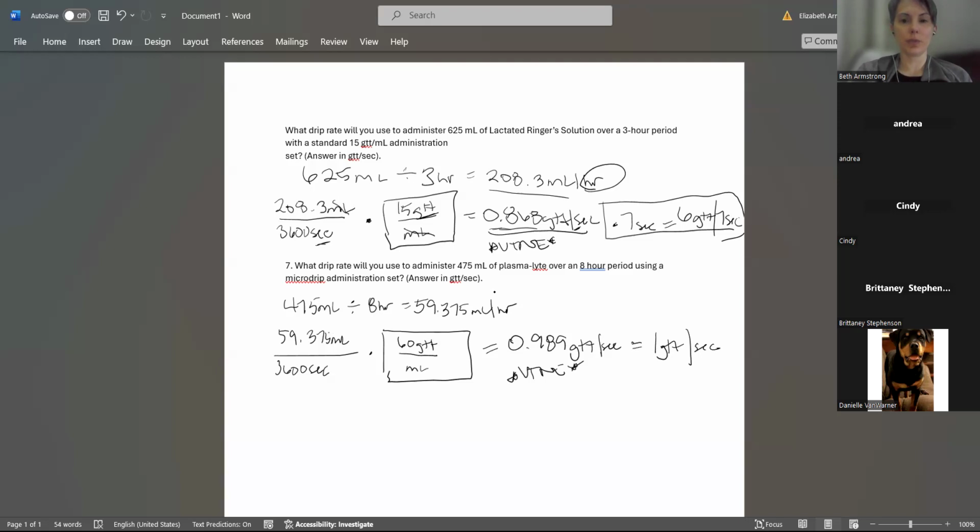I added in another step. I don't know what I was doing. Okay, just ignore me. So yeah, we have 1 drop per second because we're so close to 1 right here. No matter what we multiply by, this is the closest that we're going to get.